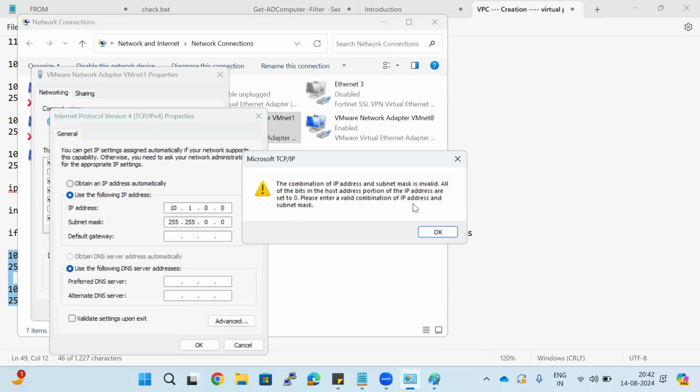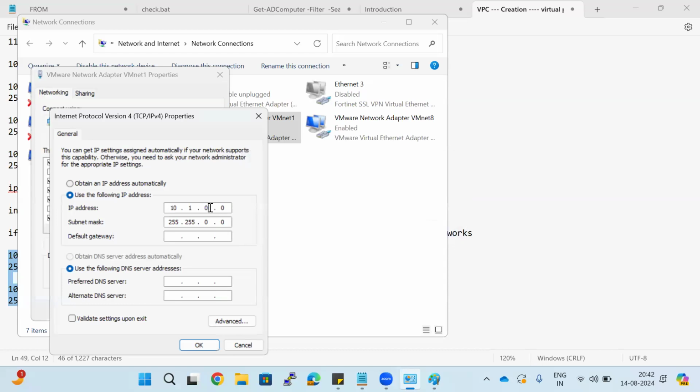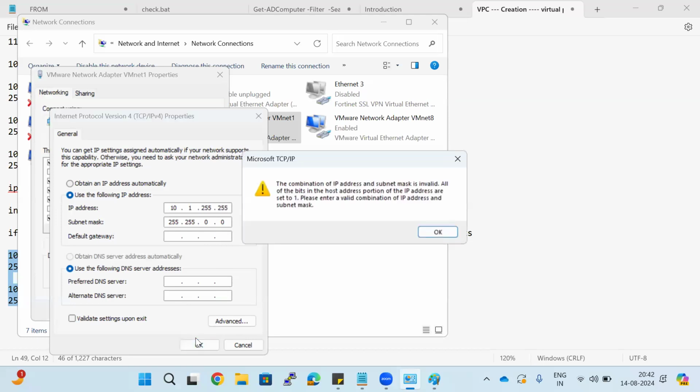Please enter a valid combination of IP address and subnet mask, which means that the entire portion of the host octets is totally filled with 0. So that is called the network ID. And if I change it to 255, 255, look at that. This also gives an error. What is the error? The combination of IP address and subnet mask is invalid.